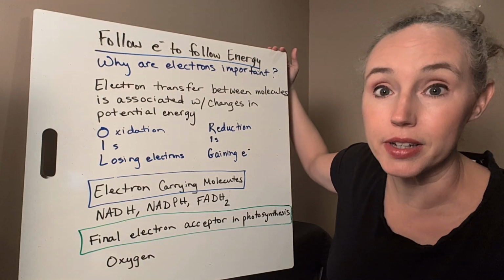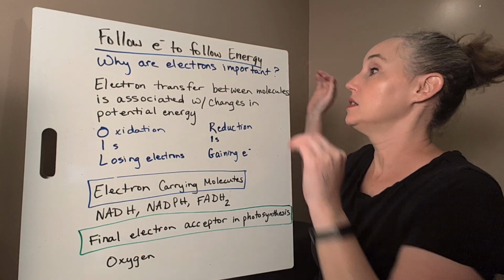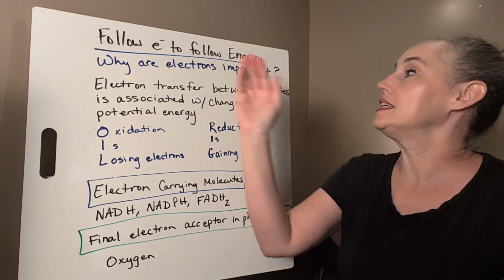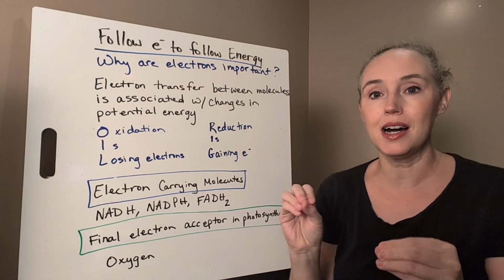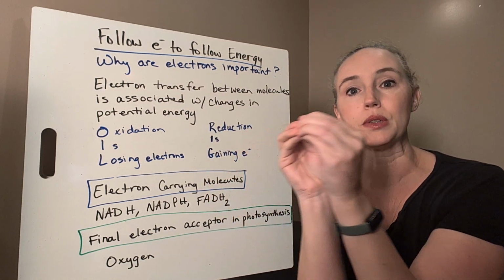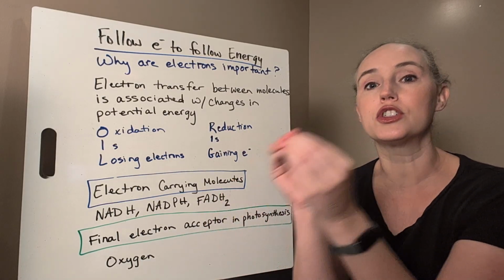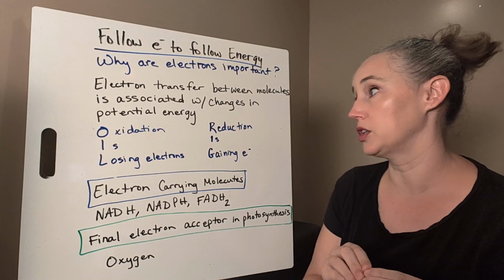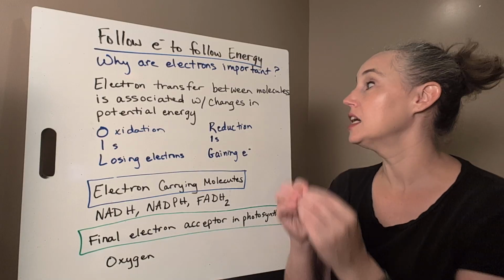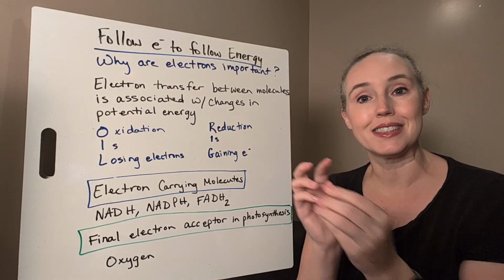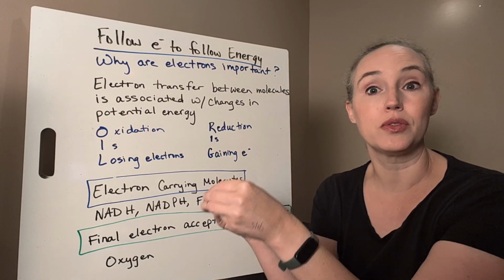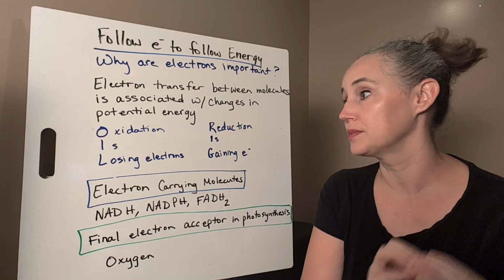So first, let's look at electrons. Electrons are important because electron transfer between molecules is associated with energy transfer between molecules. And energy transfer is going to be a change in potential energy from one place to another place.